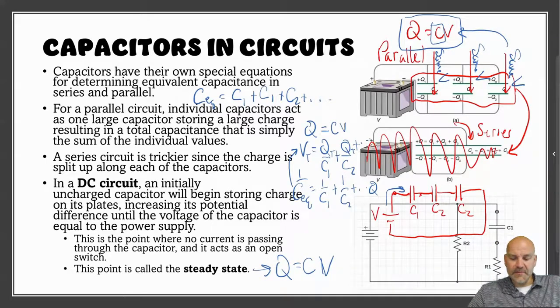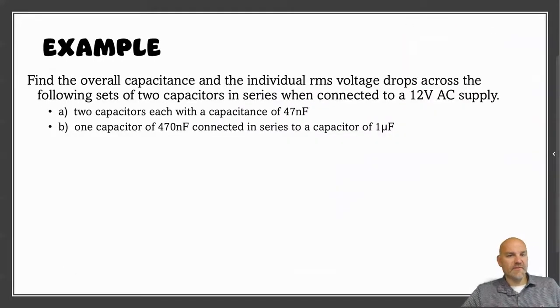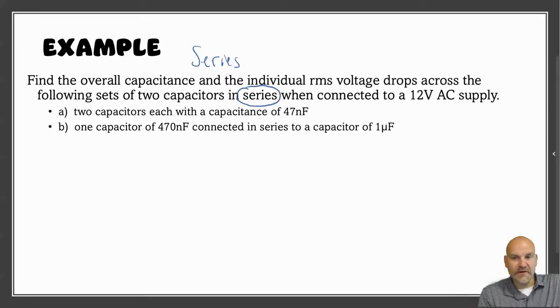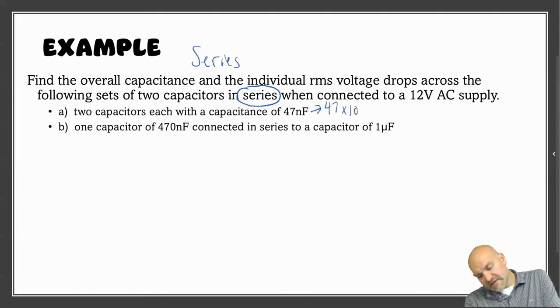All right, so let's look at an example problem when it comes to capacitance. We're going to assume that these are in series. Find the overall capacitance and the individual RMS voltage drops across the following sets of two capacitors in series, when connected to a 12-volt alternating current supply. For A, the two capacitors each have a capacitance of 47 nanofarads, which is 47 times 10 to the negative 9th farads.